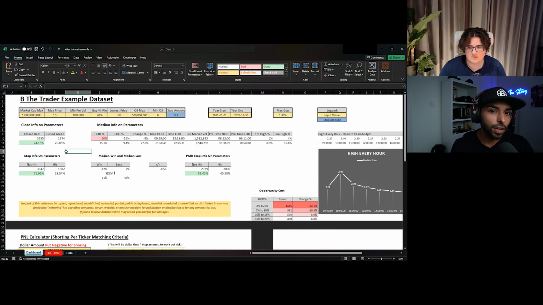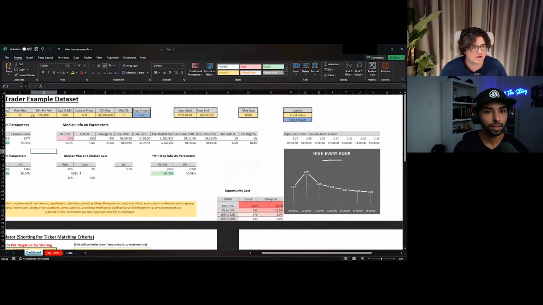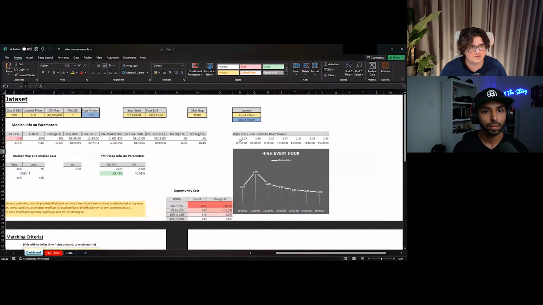But I want to ask you though, what is that on the right-hand side where it goes high every hour? What does that mean over there? Yeah, sure. So with most of the data sets that I make for people, we include the high every hour. The reason for this is it allows us to create a very simplistic kind of price chart of the median tickers. So I think there's about 6,000 samples in this particular data set. And for everything that's meeting these variables up here, we're then doing the median high for every single hour.